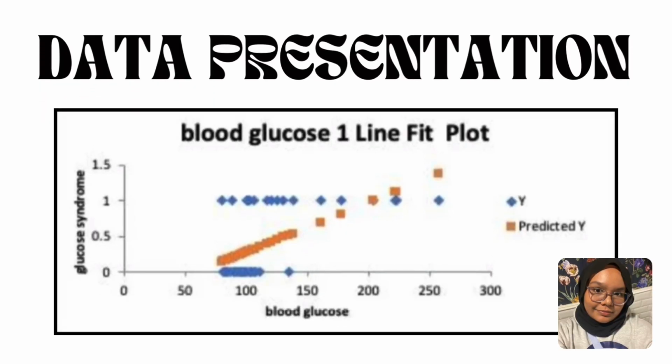Based on this line plot, the y-axis is the metabolic syndrome and the x-axis is the blood glucose. The fit plot graph shows that the blood glucose is right skewed. A large number of blood glucose values ascend on the right side, and the metabolic syndrome lines do not ascend on any side.